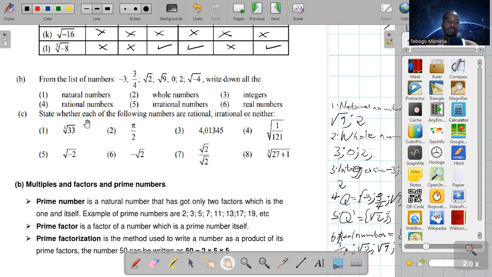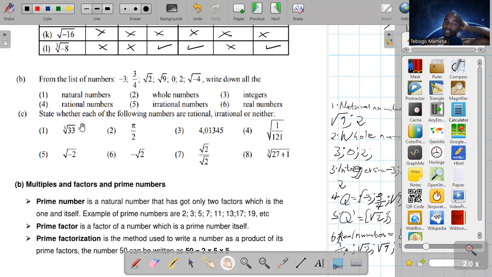So 33 is not a perfect cube. So that number is going to give you a decimal which does not recur. So that number is a non-terminating and non-recurring decimal. And non-terminating and non-recurring decimals are irrational numbers.